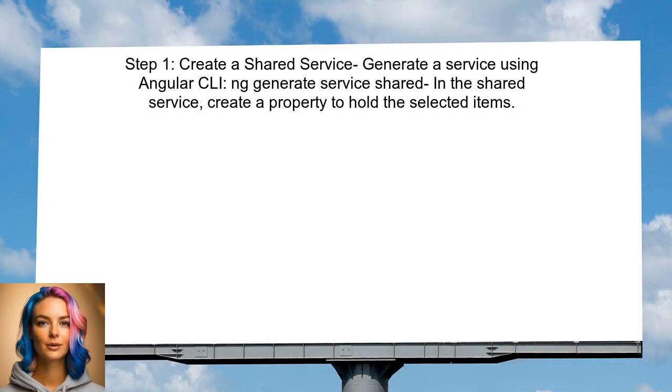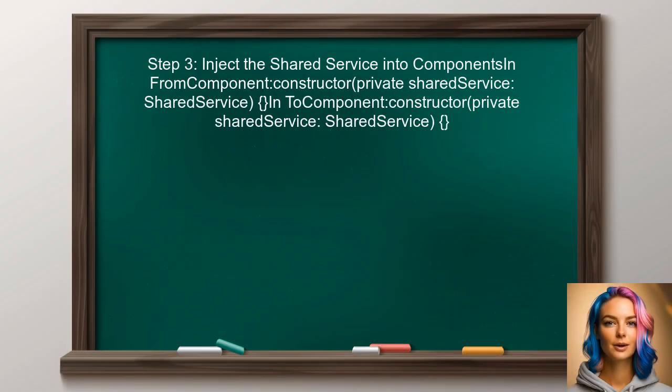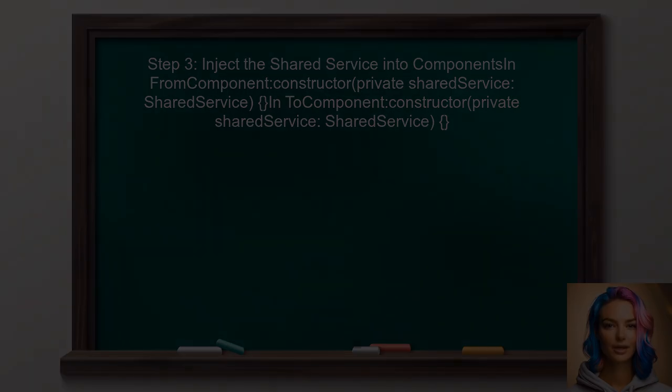To pass data between sibling components in Angular, the user should start by creating a shared service. This service will hold the data that needs to be shared. Next, the user should implement methods in the shared service to add and remove items from the list. This will allow both components to interact with the same data. Now, the user should inject this shared service into both the from component and to component. This will enable both components to access and modify the shared data.